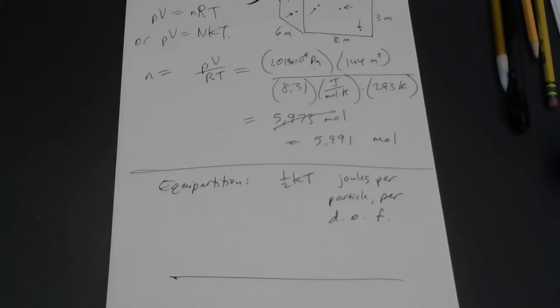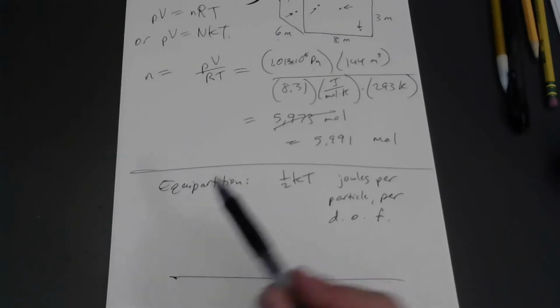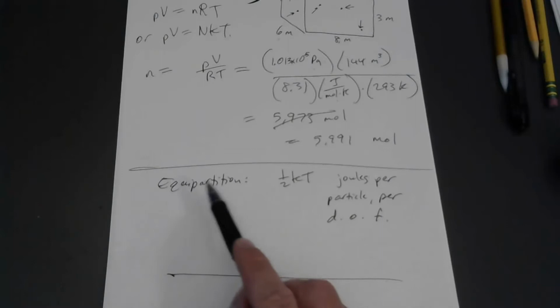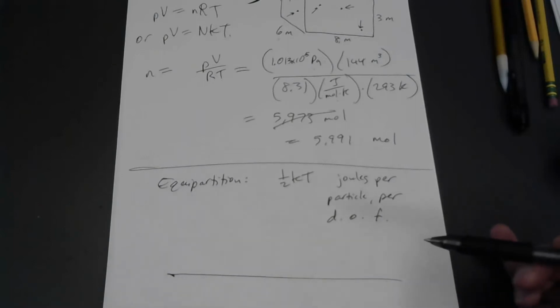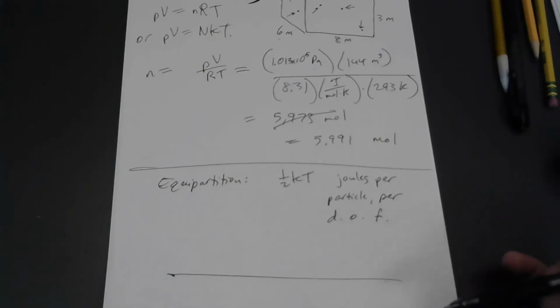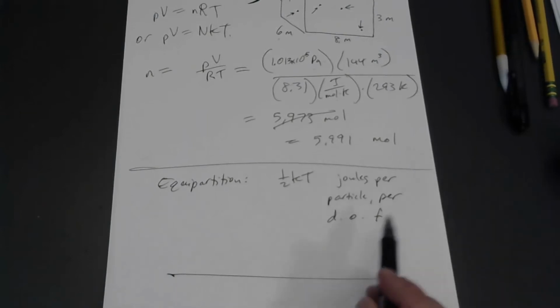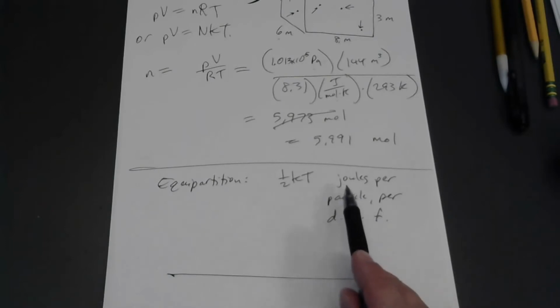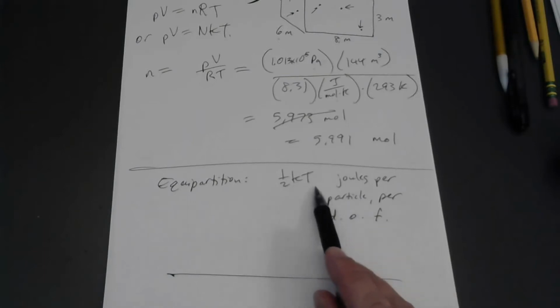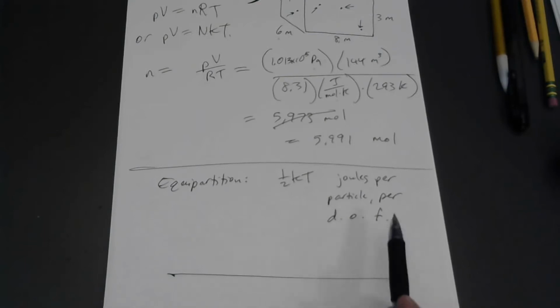I will remind you of this all-important result from the chapter, the equipartition theorem. I misspelled that in a previous video. Equipartition. The theorem says, and this comes from statistical mechanics, it's not proven in your chapter, it's just quoted, that the amount of energy associated with each particle is 1/2 kT per degree of freedom.